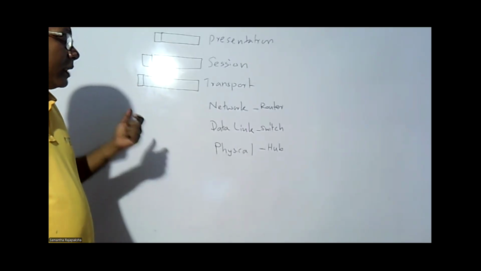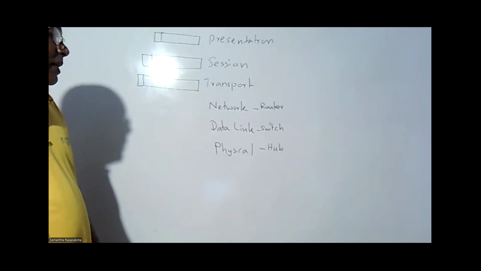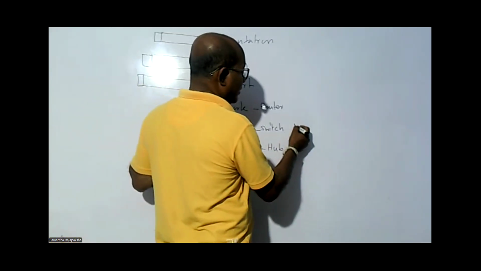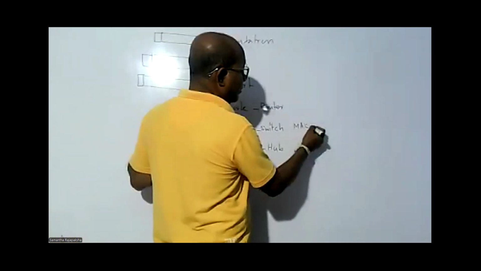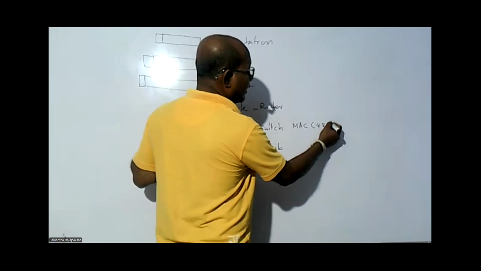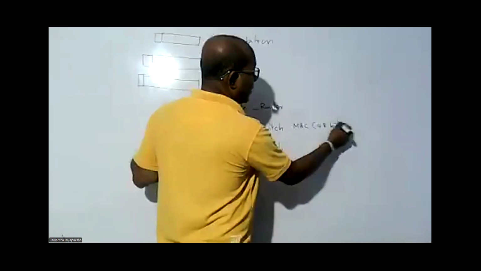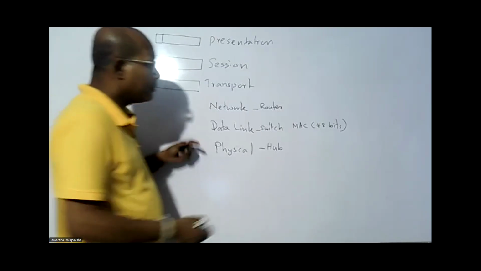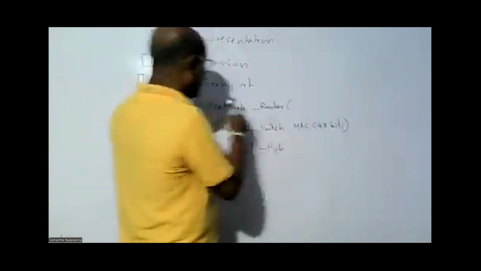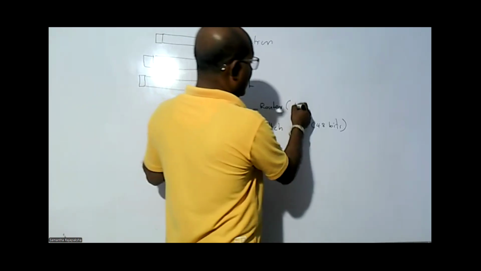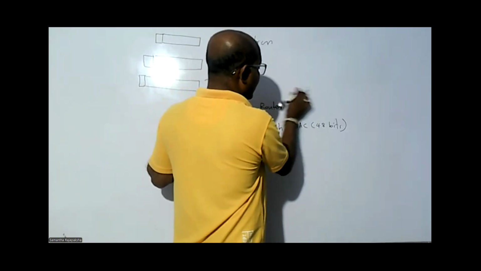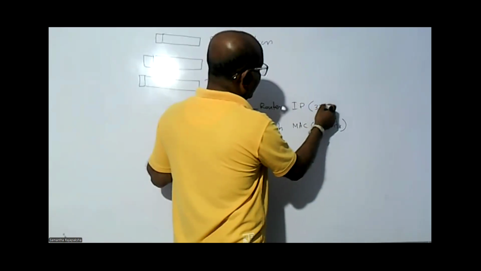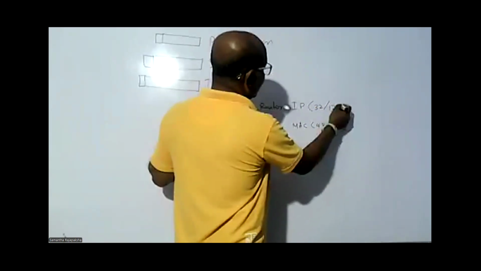And remember, each layer will use some numbering. Now, the data link layer uses the MAC address, which is a 48-bit physical address. The physical layer will not use any addresses actually. And this layer will use the IP address. If it is version 4, it is 32 bits, if it is version 6, it is 128 bits.